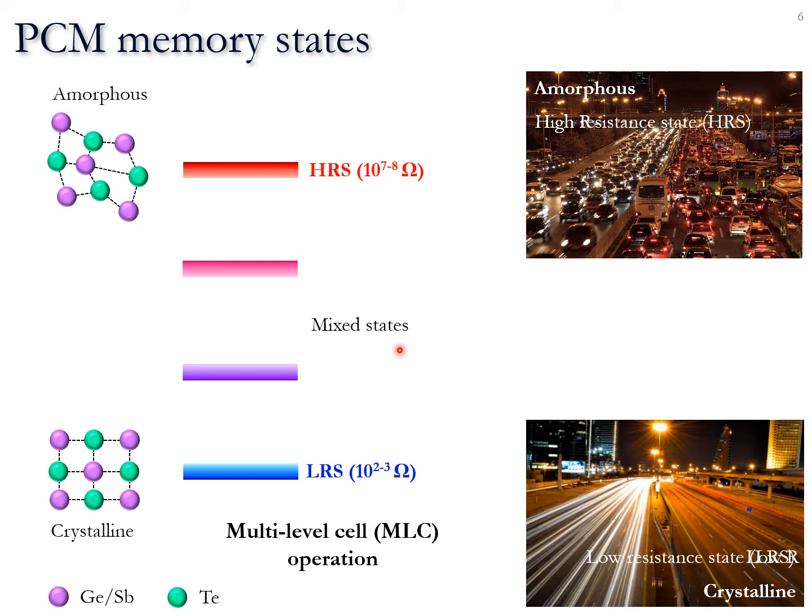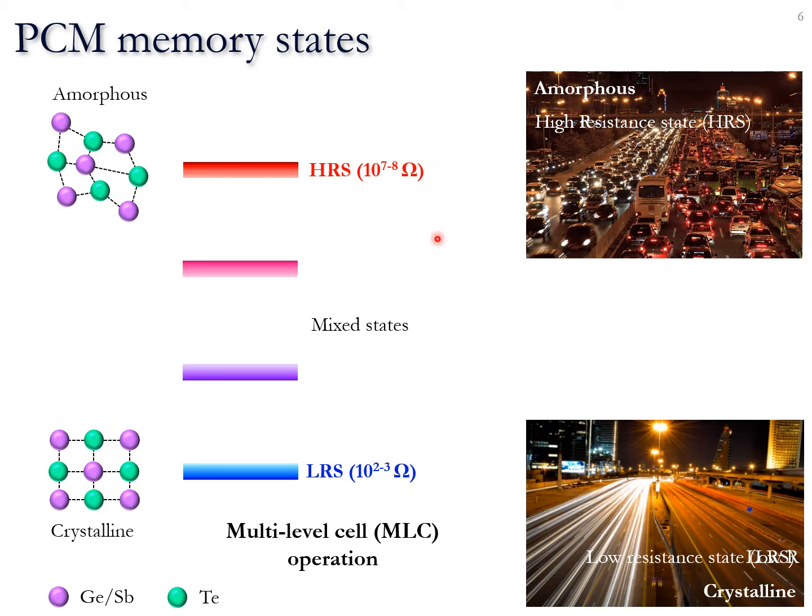In these mixed states, we have the cells in various proportions of the amorphous and crystalline states. Now, these different phases in the cell can be located differently, so we also observe significant variability in these mixed states. When we program PCM cells into many cells with intermediate states, we call such an operation the multi-level cell or MLC operation. In the MLC operation, we have more than 2 levels.